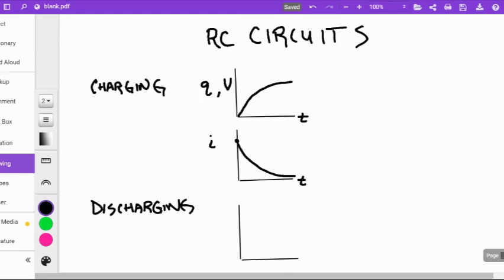Now, I'm using a lowercase i for the current, and I was using a lowercase q for the charge in the capacitor. And the reason for that is it's kind of like the convention that when you have something which is changing as a function of time, you just use a lowercase variable. I guess the same thing is true for the voltage, although it's kind of hard to tell that it would be lowercase.